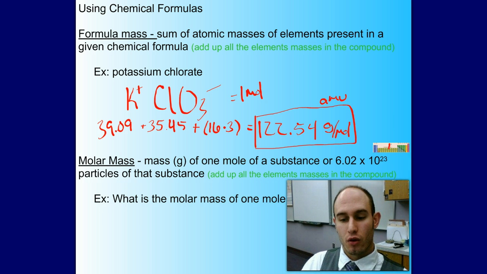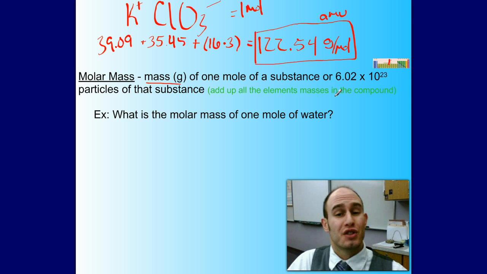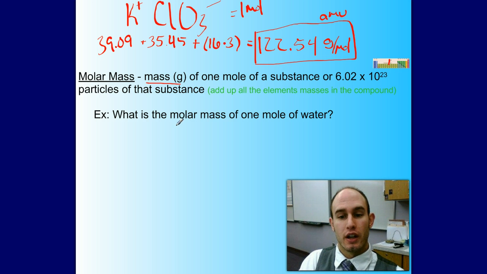If we scroll down a little bit further and look at molar mass, that is where you must use grams per mole. This is dealing specifically only with the mass in grams of 1 mole of a substance, or you have those 6.02 times 10 to the 23rd particles of that substance. So here we want to find the molar mass of water. I know water, I hope everyone knows, is H2O.